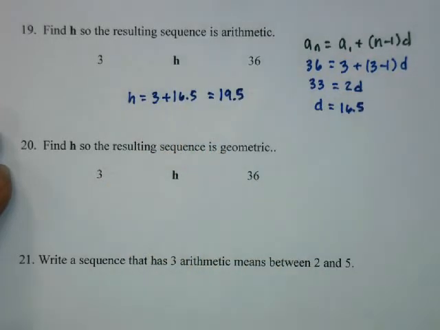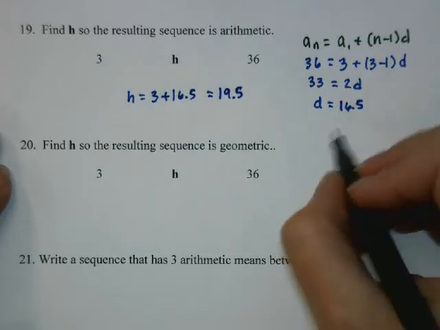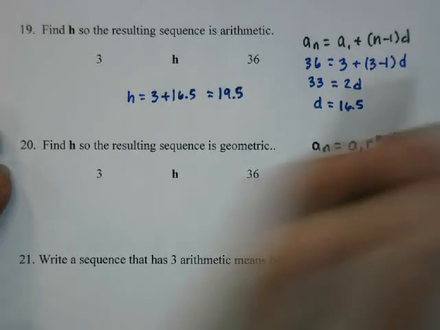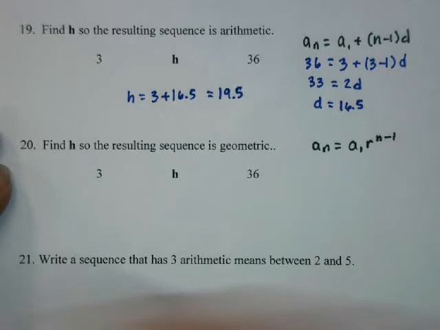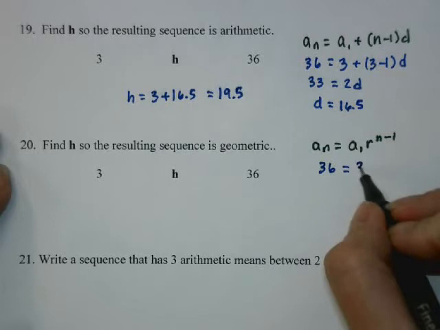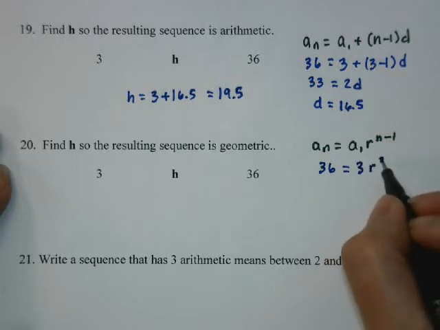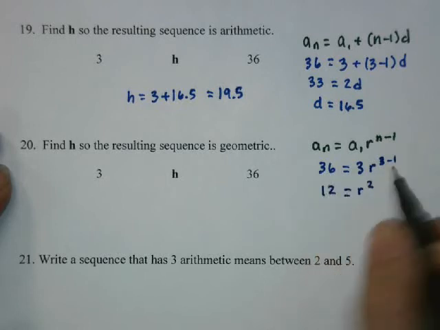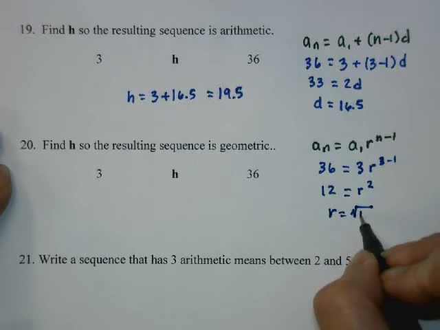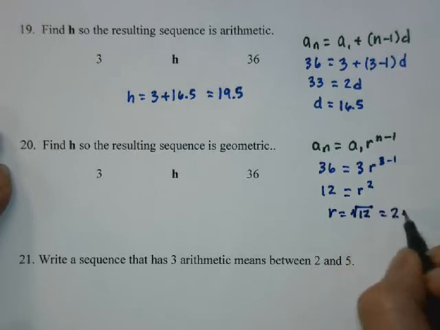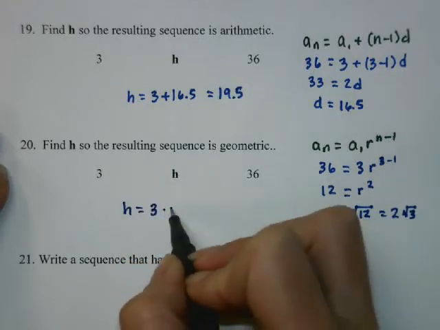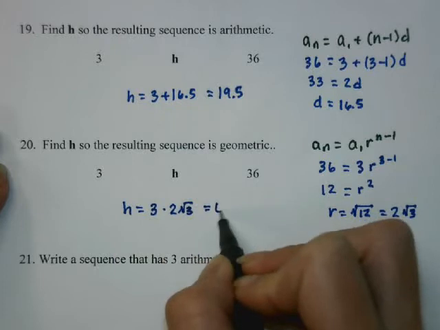Now, we'll do the same thing with geometric. So an equals a1 r to the n minus 1. So 36 is going to equal 3r to the 3 minus 1. So 36 divided by 3 is 12, is r squared. So r is the square root of 12, which would be 2 root 3. So my h is going to be 3 times 2 root 3, or 6 root 3.